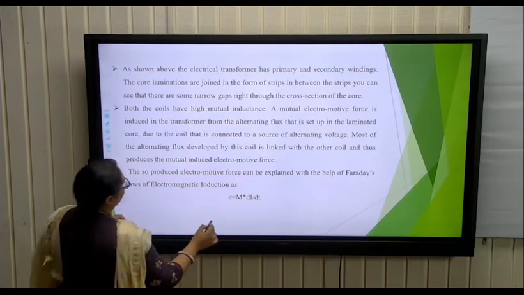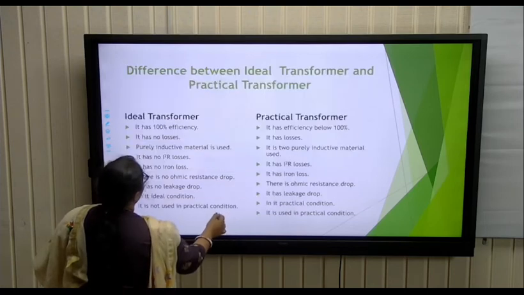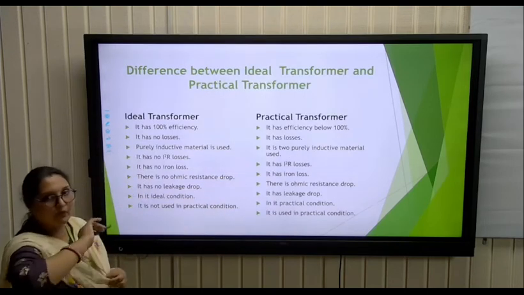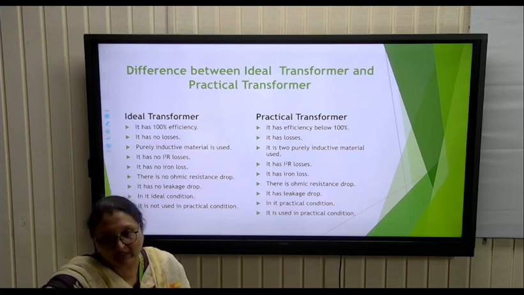So let us move further. Same thing I have mentioned. Now let us focus on the difference between an ideal and the practical transformer.